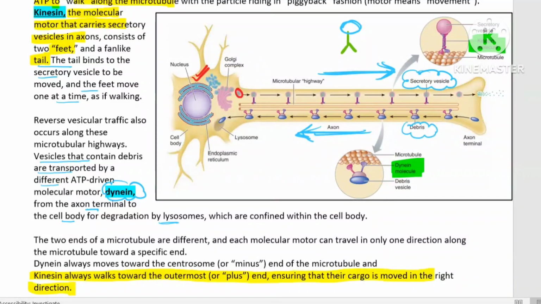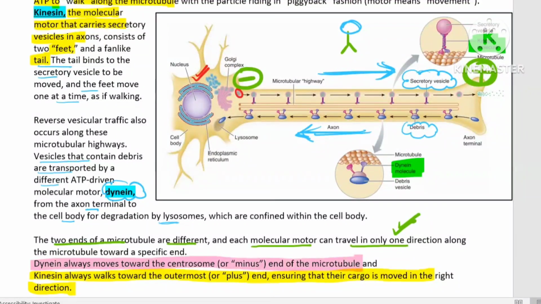The reason is, the two ends of microtubules are different and each molecular motor can travel only in one direction. Kinesin moves towards the plus end, and this side is the minus end. Kinesin moves towards the plus end, and dynein moves towards which end? What will you say? Dynein moves towards the minus end of the microtubule.